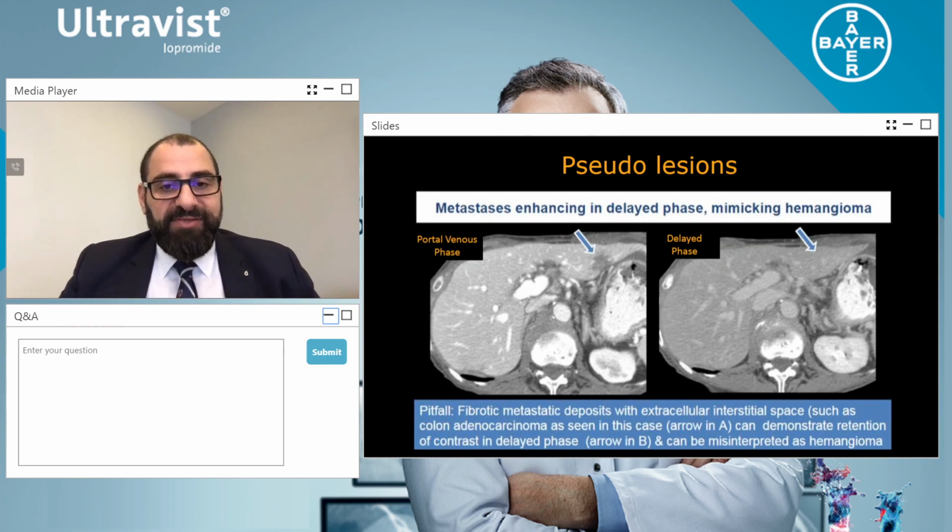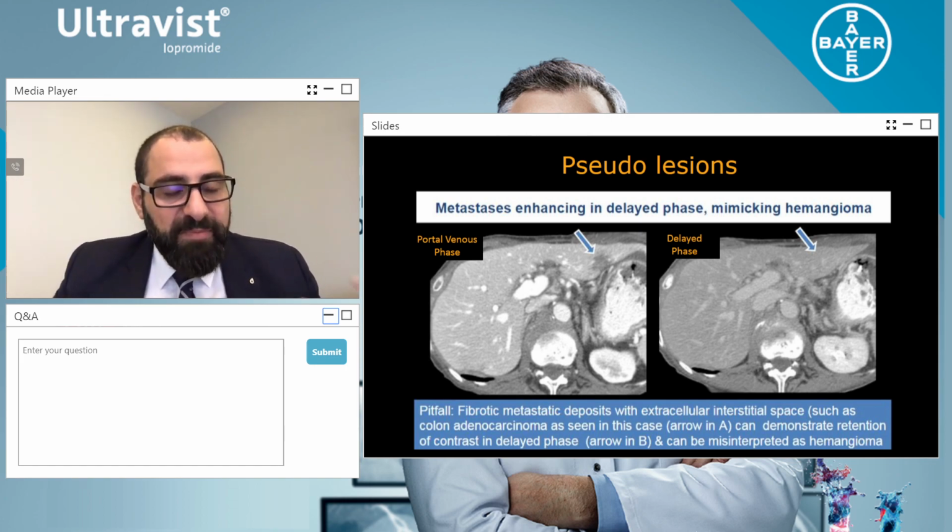Here we look at this. This is a metastasis that actually enhanced in the delayed phase. But if you look at the arterial phase or the portal venous phase, it looks like a hemangioma, because the wall of the lesion is enhancing like a little Christmas tree. But if we look at the delayed phase, in actual fact, it's a tumor.